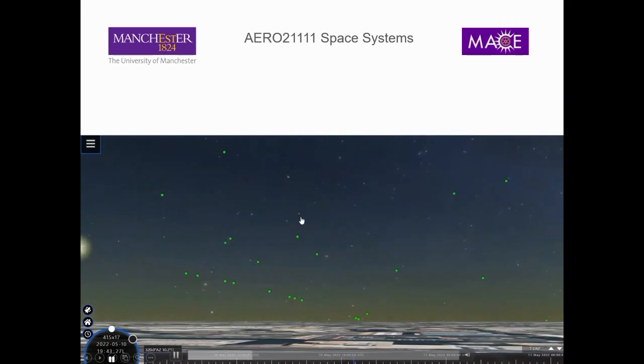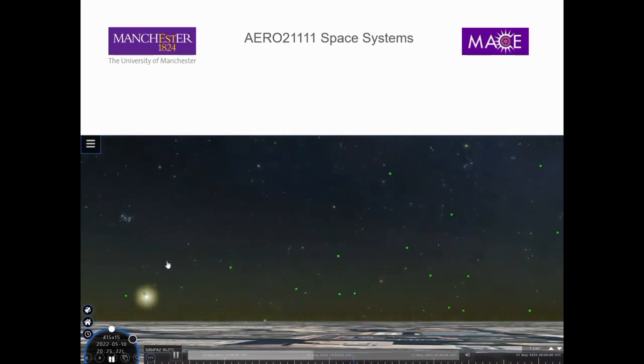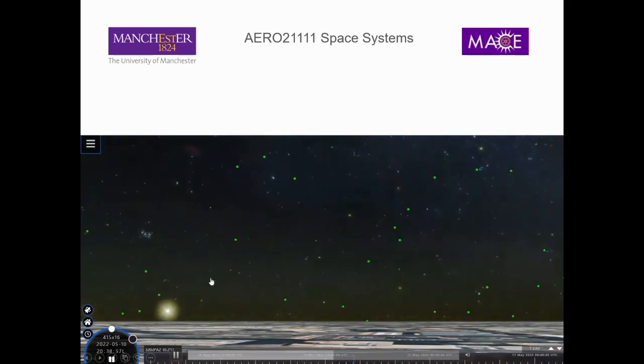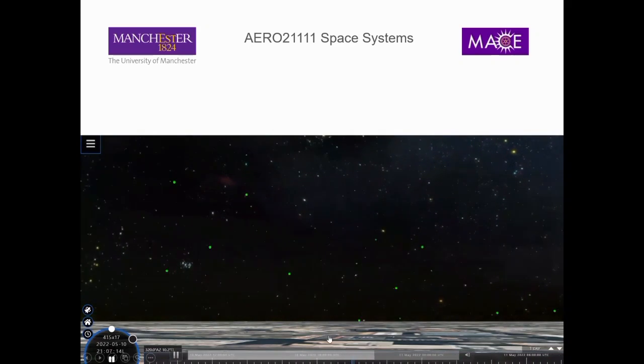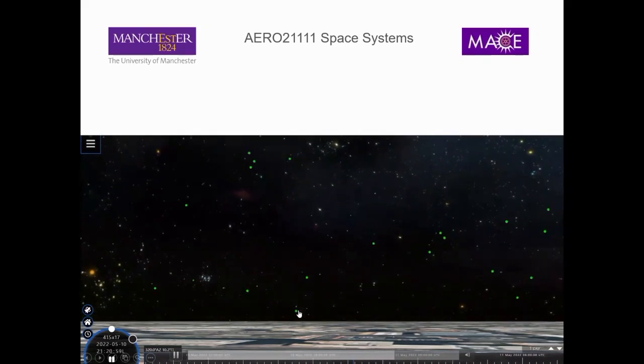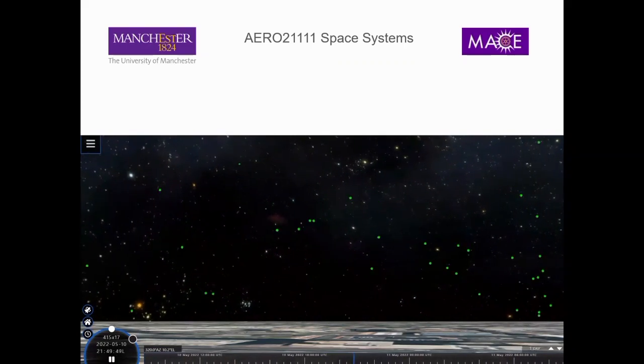So the ones that are moving slowly in the distance are further away, obviously, right? So those are the ones that we're seeing moving far away in the distance. And these guys here, which are passing low over the horizon, those are the ones that are going to be inclined at about 50 degrees-ish latitude, because that's where the UK is. So they're only just appearing above the horizon.